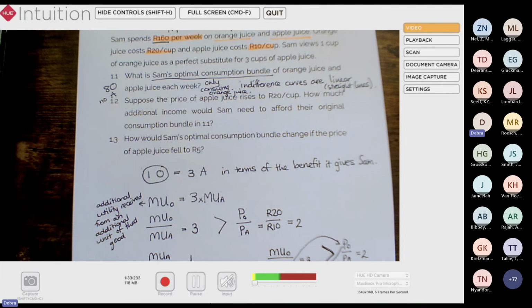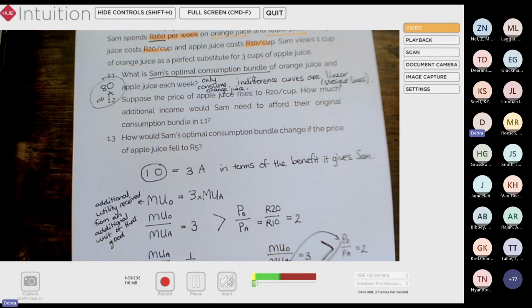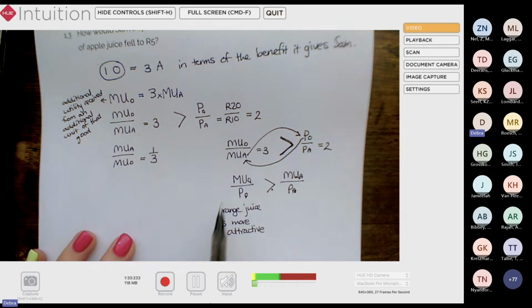Can I just explain the last step? So, Mr. Chanu, do you mean just explaining this here, how I got the 8 orange and no apple juice? Or do you mean this step here with the cross multiplication?